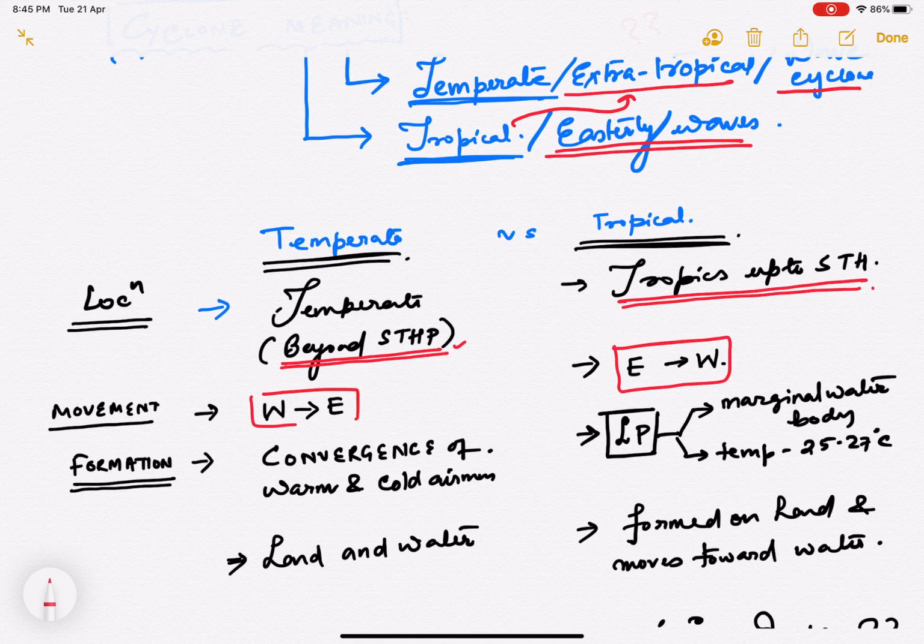Now, certain people might have difficulty in remembering how the tropical cyclone moves. In this particular context, remember that whenever we have a cyclone that is being formed in the Bay of Bengal, it moves towards the Indian continent. So, what is the direction? West to east. I hope you get it.